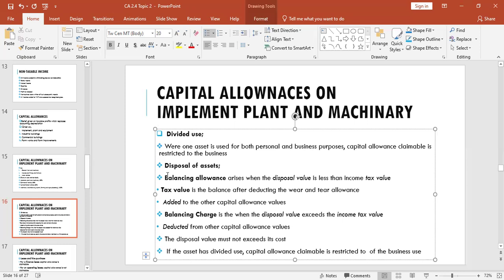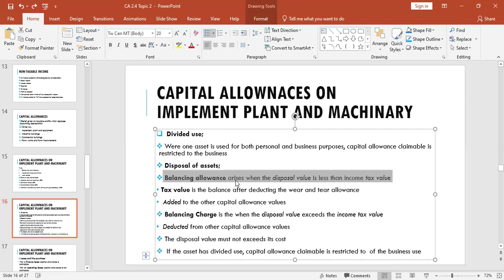It can be sold. We haven't sold it, but still we need to have a balancing allowance or a balancing charge. So the idea here is in the final year of using the business, we do not charge capital allowance, but rather there's a balancing allowance or a balancing charge. So what is a balancing allowance?